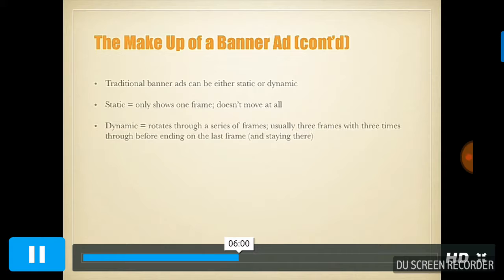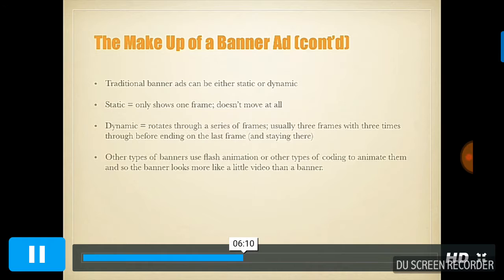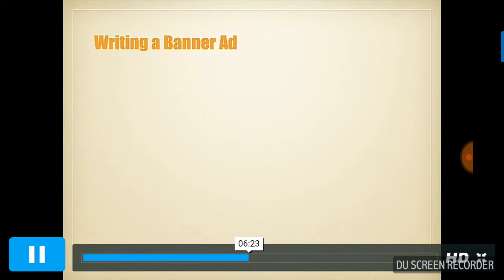Dynamic banner ads, on the other hand, rotate through a series of frames. Most commonly, it's 3 frames with 3 times through before ending on the last frame and staying there. Other types of banner ads use flash animation or other types of coding to animate them, and so the banner looks a little bit more like a video than a banner, but it still faces those same banner ad constraints.